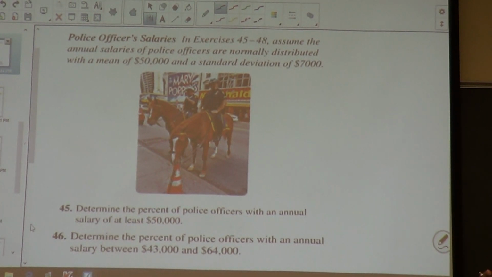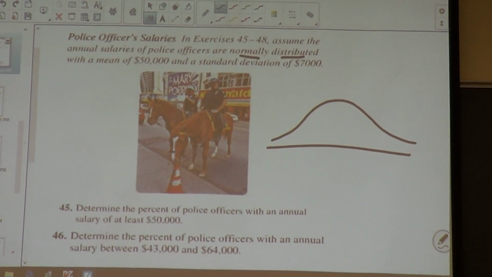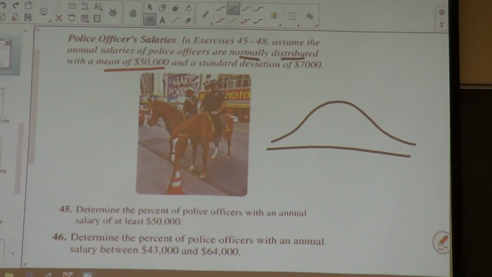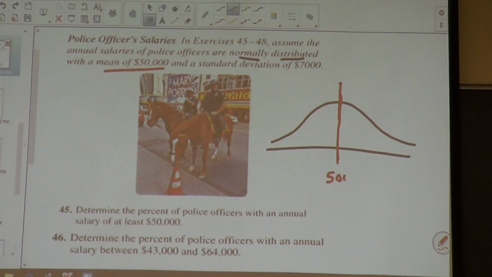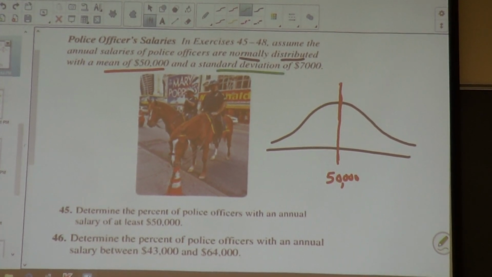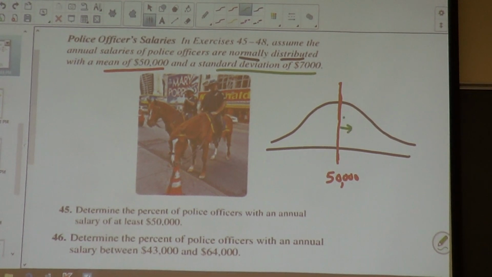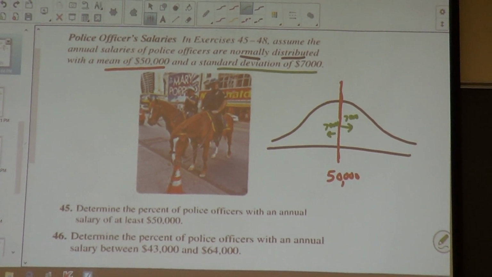First thing we have to do is we have to draw it. So it says that it has a normal distribution, so that we know that it's gonna look like that. It says the mean is 50,000. So my mean in the middle is gonna be 50,000. Our standard deviation is 7,000, so that's the size of our jumps. So we're jumping in increments of 7,000.